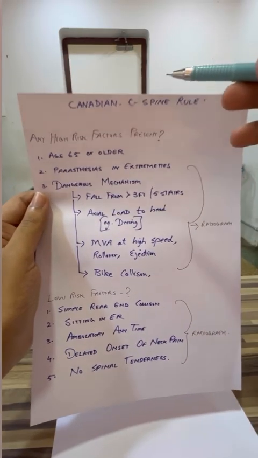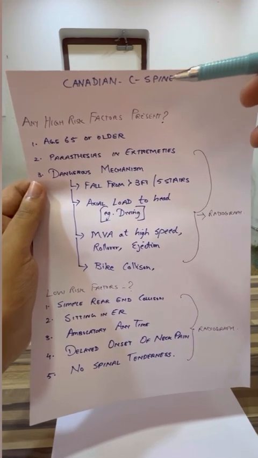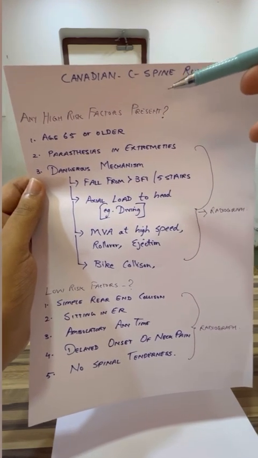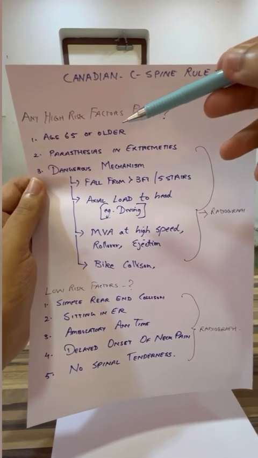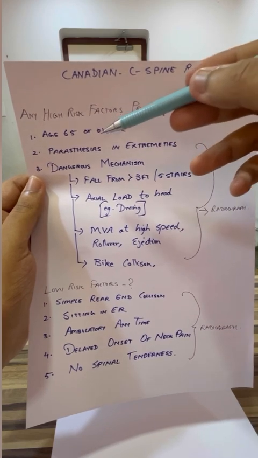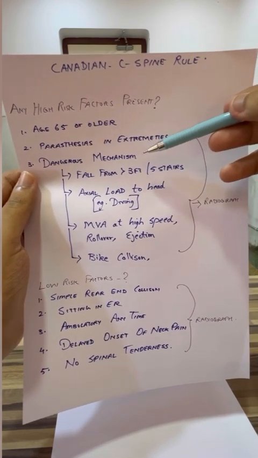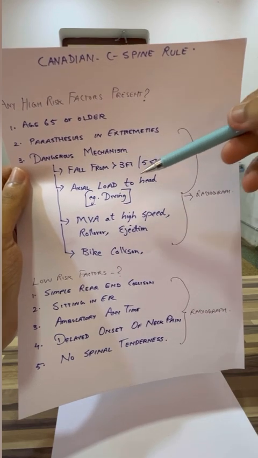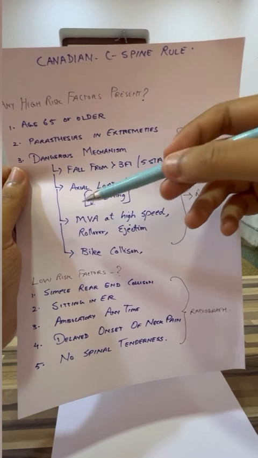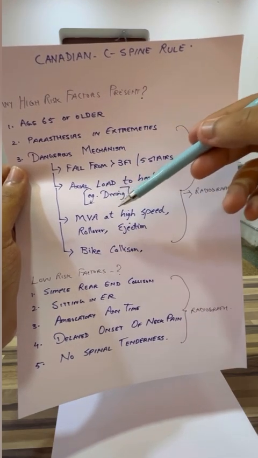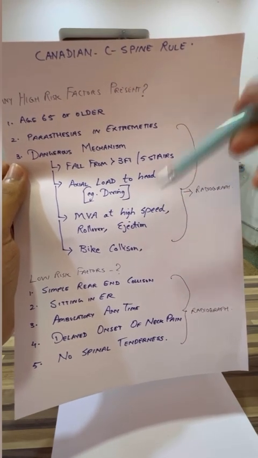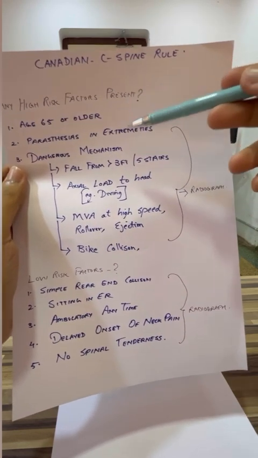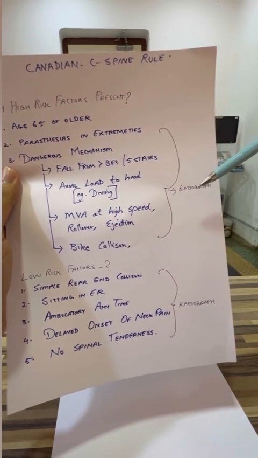In this Canadian C-spine rule, what you're seeing in this video are the risk factors which I've mentioned, so kindly note them down. First, check whether the patient has any high risk factors. Those high risk factors are age 65 or older, any paresthesia in the extremities, or any dangerous mechanism like a fall from a height of more than 3 feet or 5 stairs, or any axial load to the head, for example in a diving case history, a multi-vehicle accident at high speed, any rollover injuries, ejection from the seat of a vehicle, and bike collision. These are the dangerous mechanisms, and if the patient has any of these high risk factors, then you can go for the radiograph.